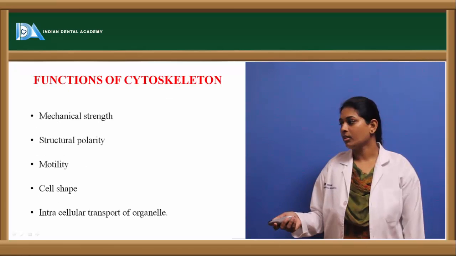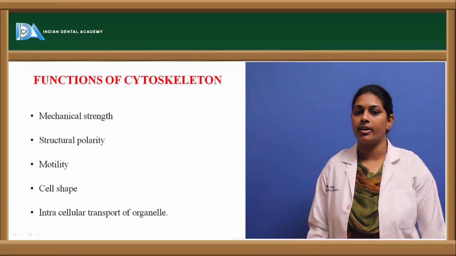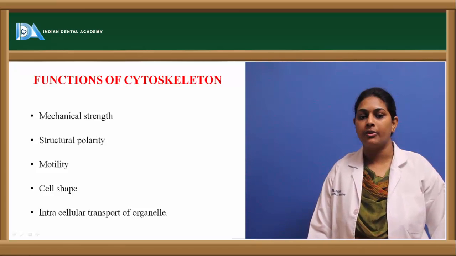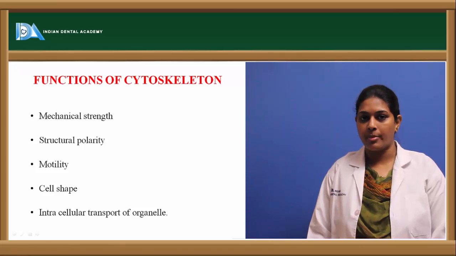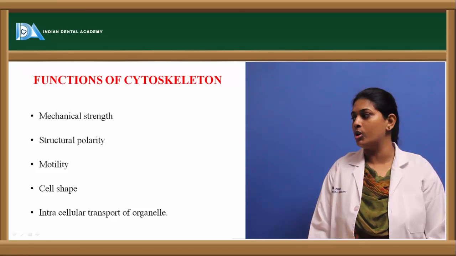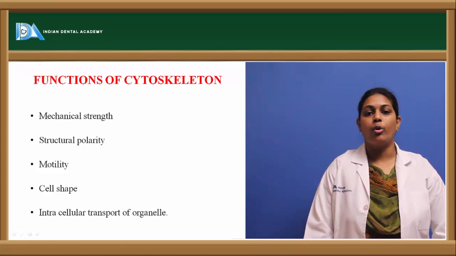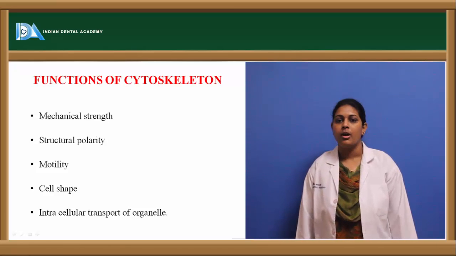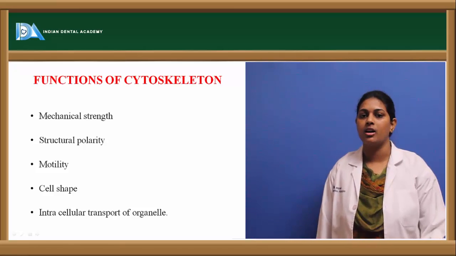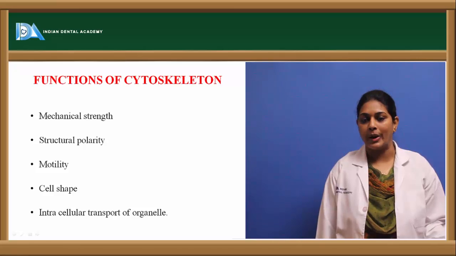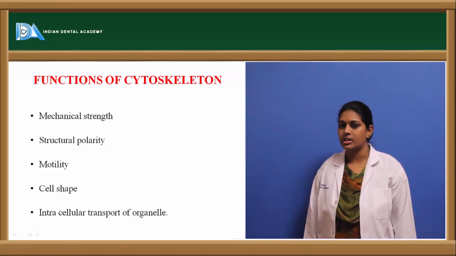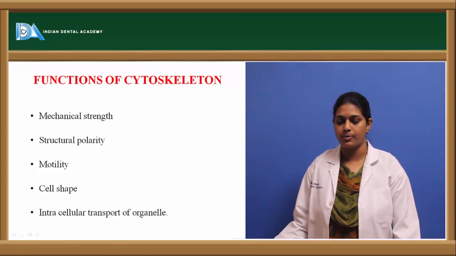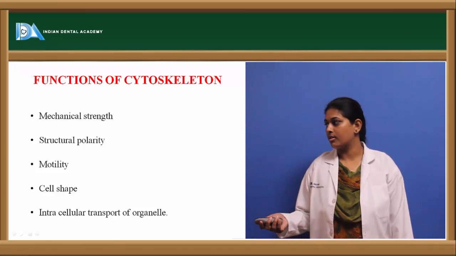Coming to the functions of the cytoskeleton, as already discussed, they provide mechanical strength and structural polarity, that is, in the case of cell divisions, they help in the movement of the daughter chromatids or the parent chromatids to the opposite respective poles. They also help in motility, that is, in the movement of any secretory products or secretory vesicles to the destined position, and in maintaining the cell's shape based on the positioning of these cytoskeleton structures. The shape of the cell is decided by them, and they also help in intracellular transport of organelles, that is, within the cytoplasm, the movement of the organelles is based on these cytoskeletal structures.